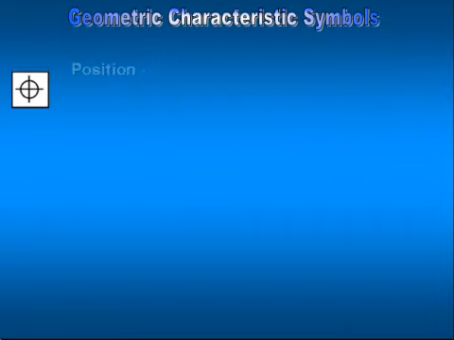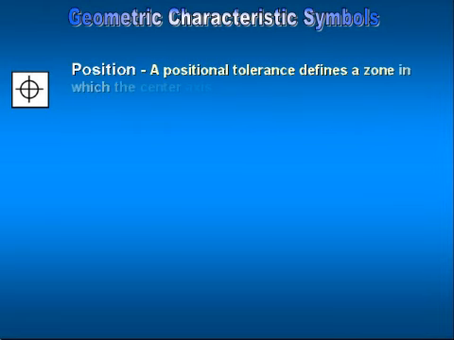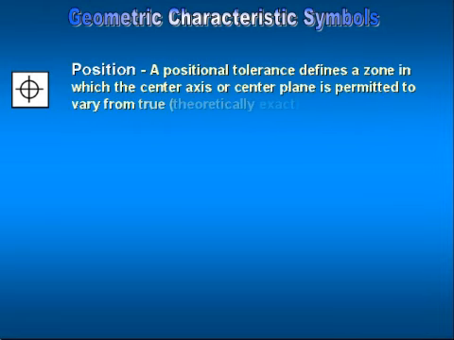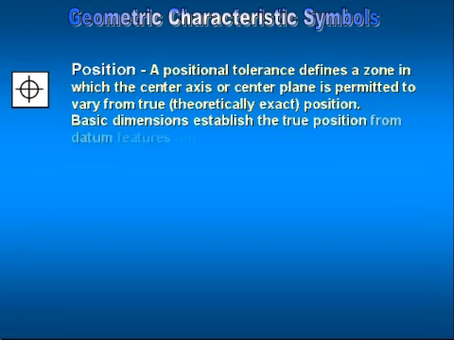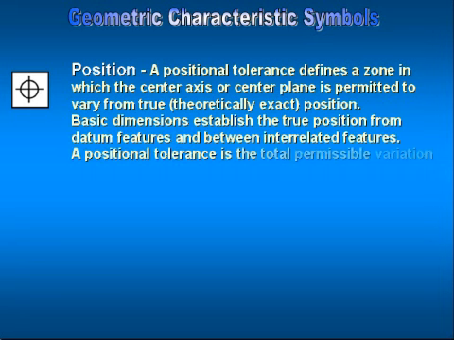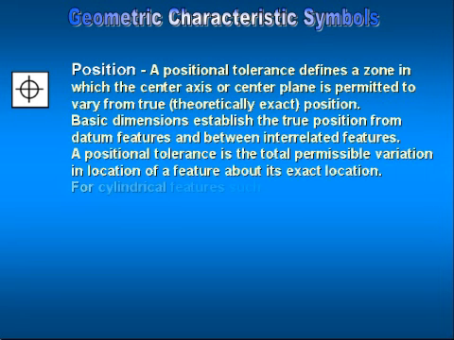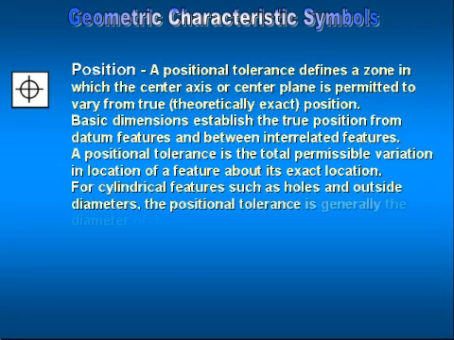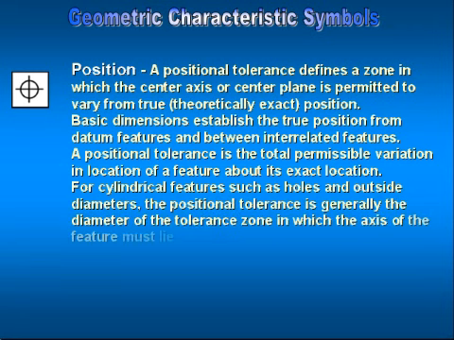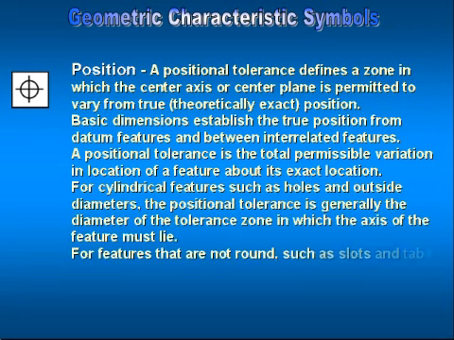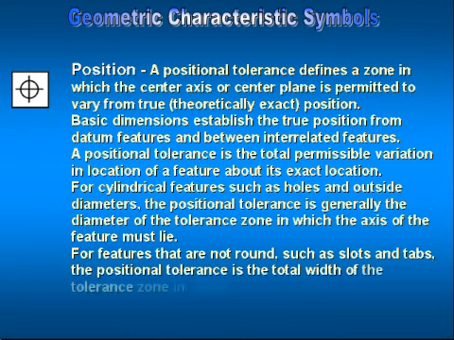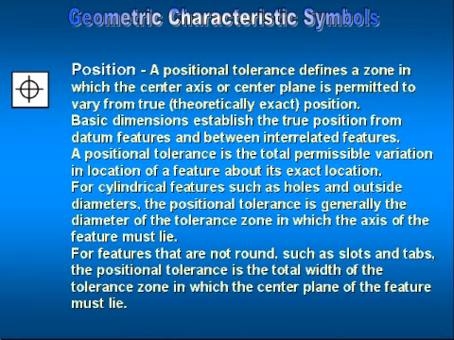Position. A positional tolerance defines a zone in which the center plane is permitted to vary from true, or theoretically exact, position. Basic dimensions establish the true position from datum features and between interrelated features. A positional tolerance is the total permissible variation in location of a feature from its exact location.